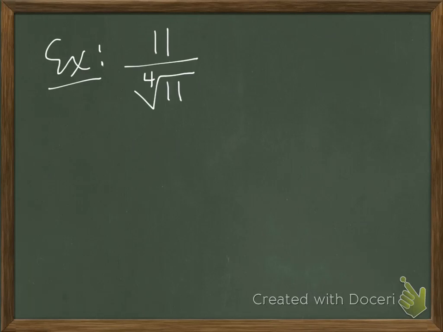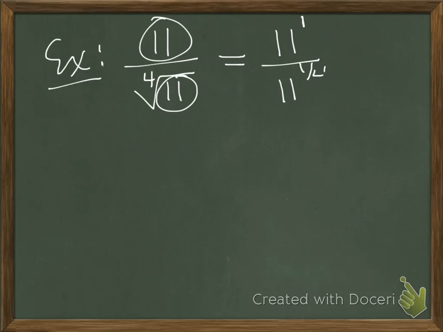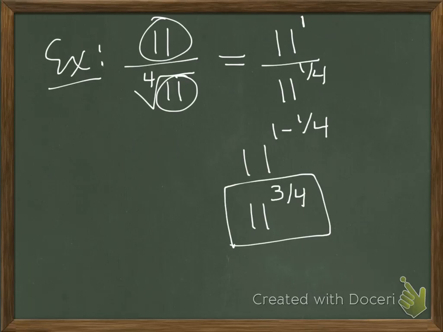On this example, I have 11 divided by the 4th root of 11. So again, this is my base that's the same. So this is 11 to the 1st power over 11 to the 1/4 power if I write it in rational exponent notation. So then this is a division problem, so I take 1 minus 1/4, and 1 minus 1/4 is 3/4. So I have 11 to the 3/4 power as my solution.